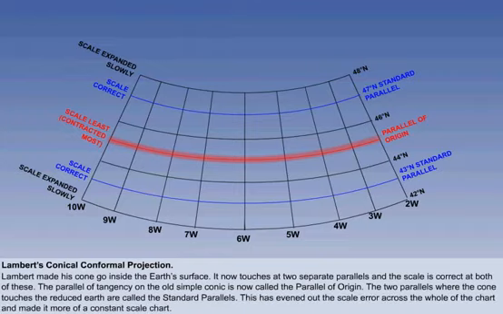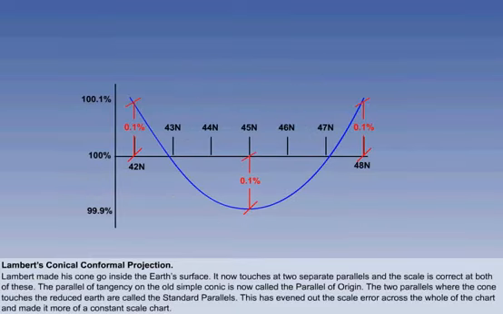This has evened out the scale error across the whole of the chart, and made it more of a constant scale chart. If we divide the change of latitude over our Lambert's chart into sixths, like this, this will even out the scale distortion over the whole chart. The scale contraction here, on the parallel of origin, will be the same percentage scale expansion as here, at the top and bottom of the chart.